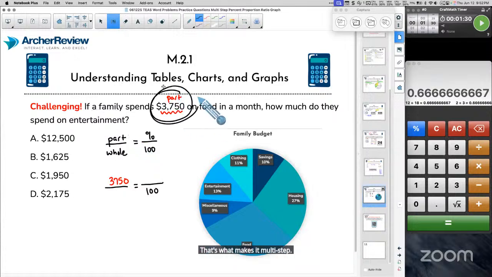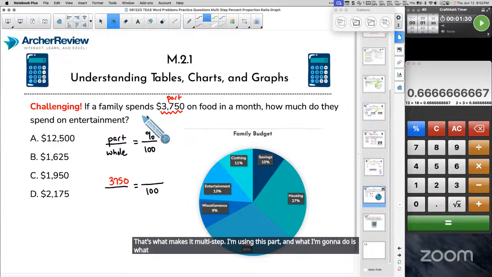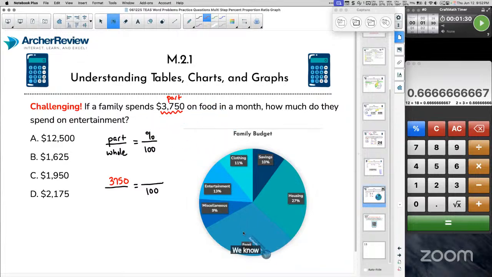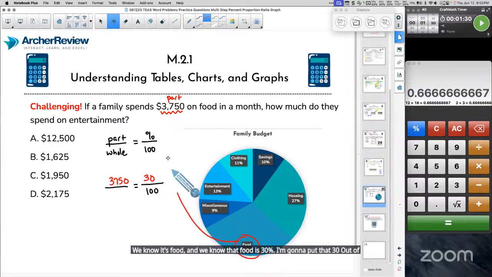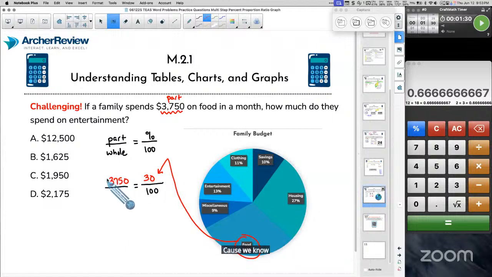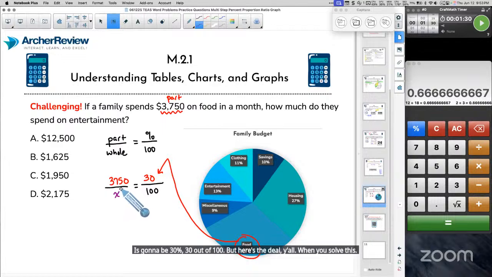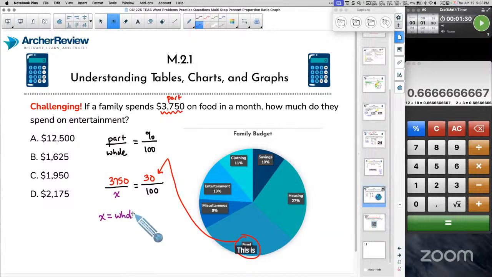I'm using this part, and what do we know about this 3750? We know it's food, and we know that food is 30%. I'm going to put that 30 out of 100 because we know that $3,750 out of something, out of the whole, is going to be 30%, 30 out of 100. But here's the deal, y'all. When you solve this, you are going to be solving for the whole. This is just the first step to our problem.